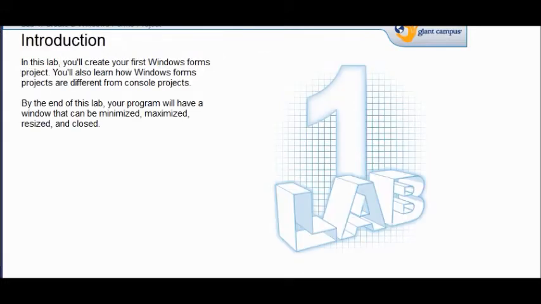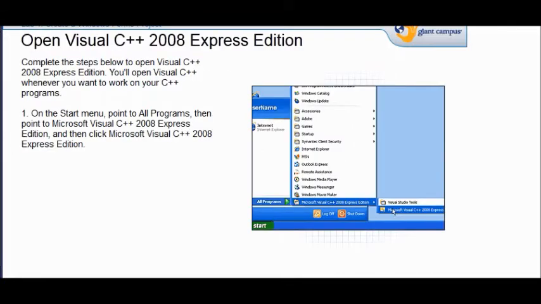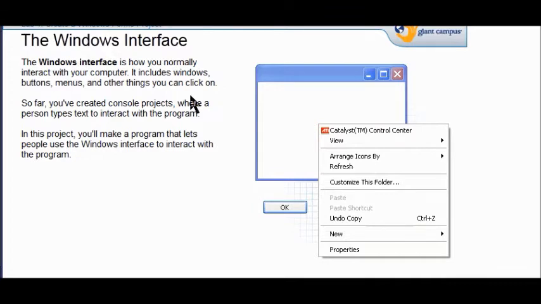Okay, in Lab 1, we're going to contrast and compare Windows Forms with console projects. By this lab's end, you're going to be able to minimize, maximize, resize, and close a window with your project. So you open up your C++ program. And we're going to talk about the Windows interface. This is what you guys are used to seeing working with your computers. You're used to using buttons, forms, and windows. So in this project, we're going to make a program that lets people use the Windows interface to interact with your program.